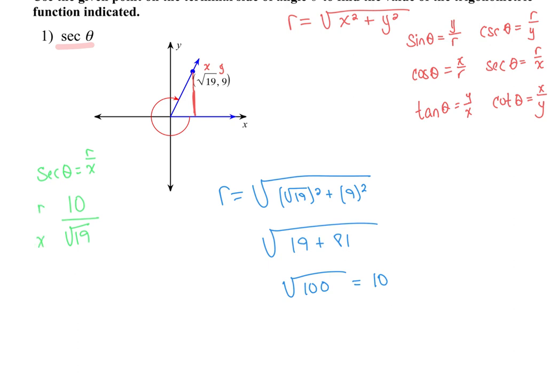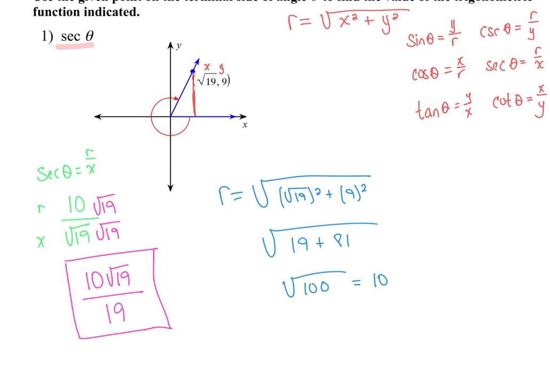Obviously, I want to simplify this. So I need to multiply. If I could reduce, I would. The other thing I need to do is make sure I do not have a root in my denominator. So my final answer here is 10 square root of 19 over 19. That is the secant value of this particular angle.